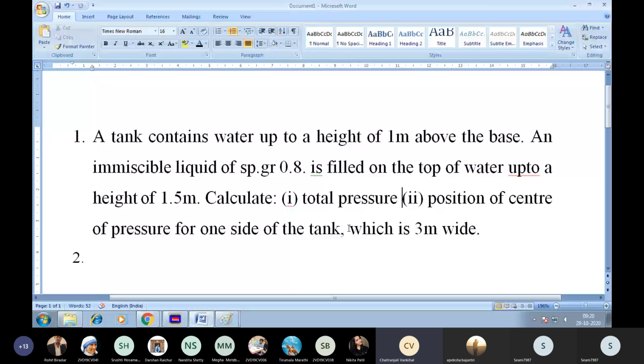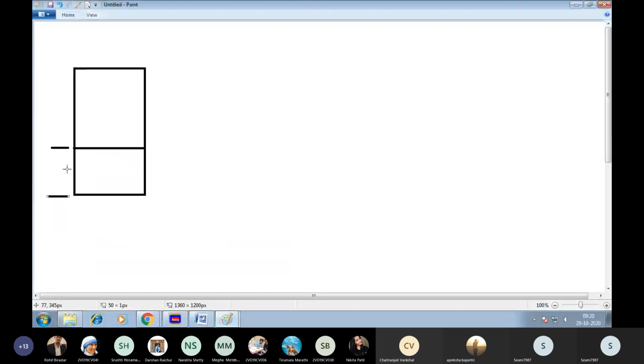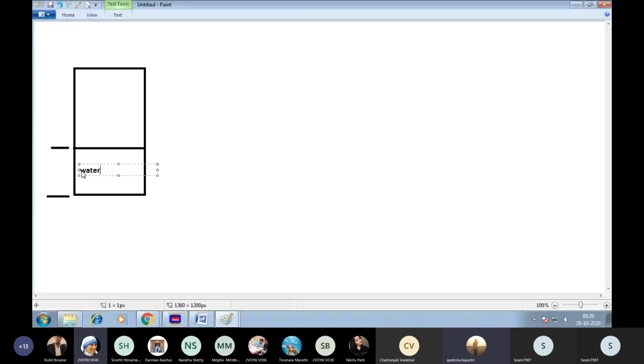Okay. So first draw the diagram. So what is the level of the water from the bottom? 1 meter, ma'am. Okay, it is equal to 1 meter.